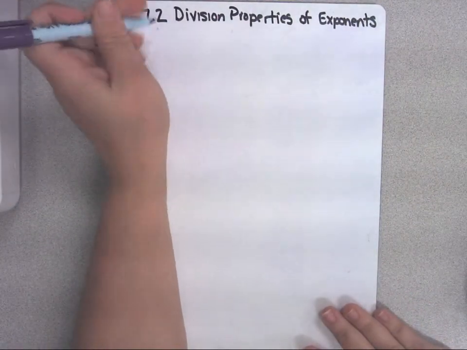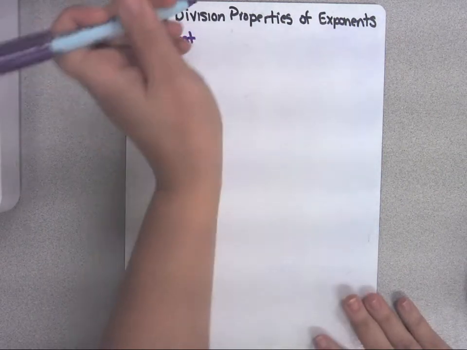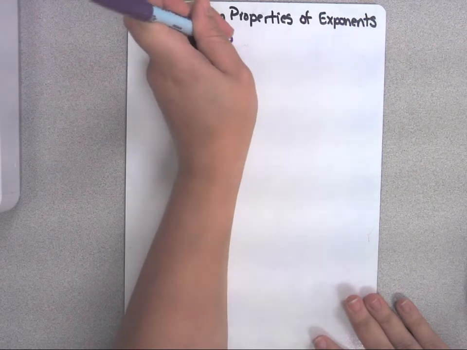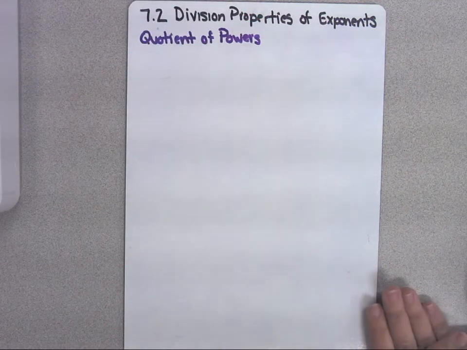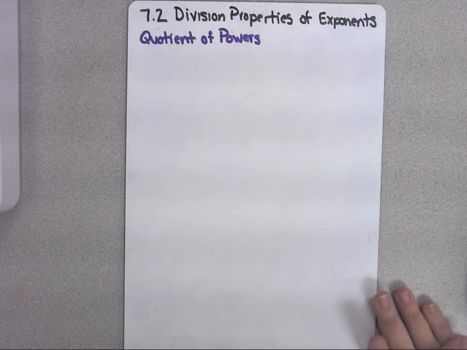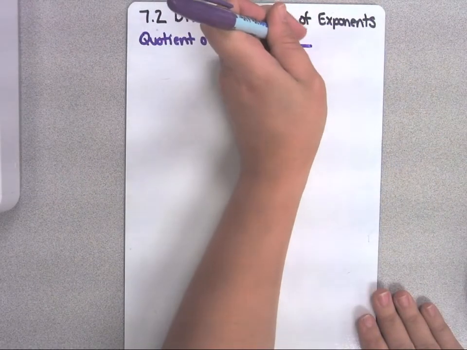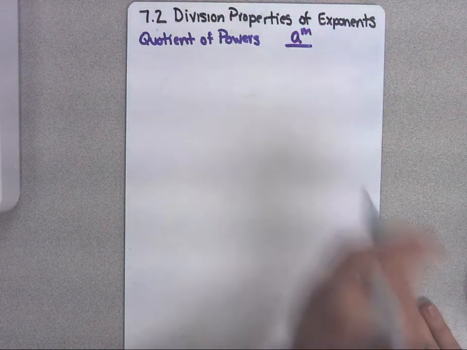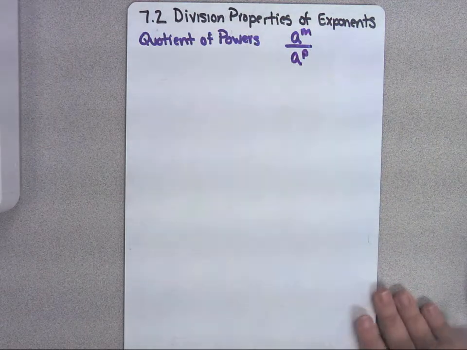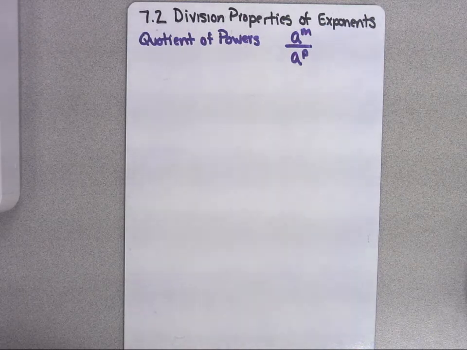The first one is called a quotient, which is just a fancy word for division, of powers. Quotient of powers. AKA if we have things in a fraction. So we're going to put a to the m power on top and a to the p power on the bottom. Take a hard guess. When we multiplied numbers, we added them together as exponents. When we divide numbers, what do you think we're going to do with their exponents?